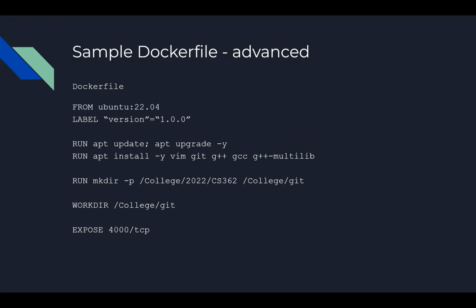Here's a little bit more advanced, but it doesn't change that much. Essentially, you have your image. Labels are dictionaries, essentially, and they just allow you to add metadata to a Dockerfile or a Docker image. You'll see a couple run commands, a couple make directories, setting the work directory, expose. Pretty much it.